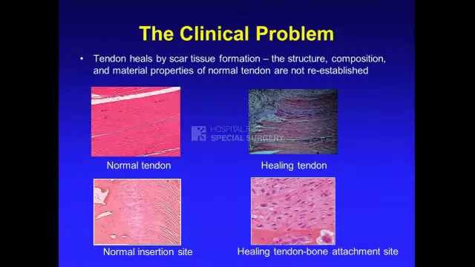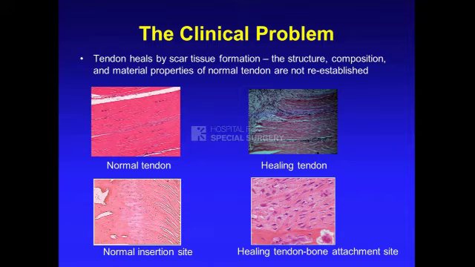My charge is to focus on soft tissue here and talk a little bit on tendon healing. So to start with, quite simply, the clinical problem: we know that tendon does not regenerate. Tendon heals by formation of scar tissue, and the structure, composition, and material properties of normal tendon are clearly not reestablished. Here's a normal tendon.